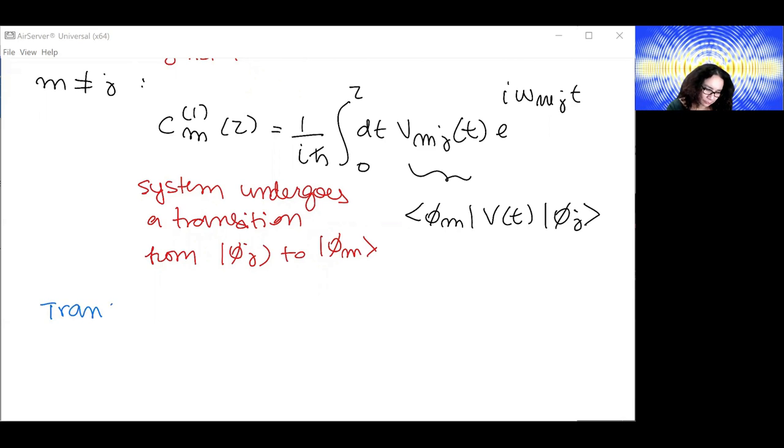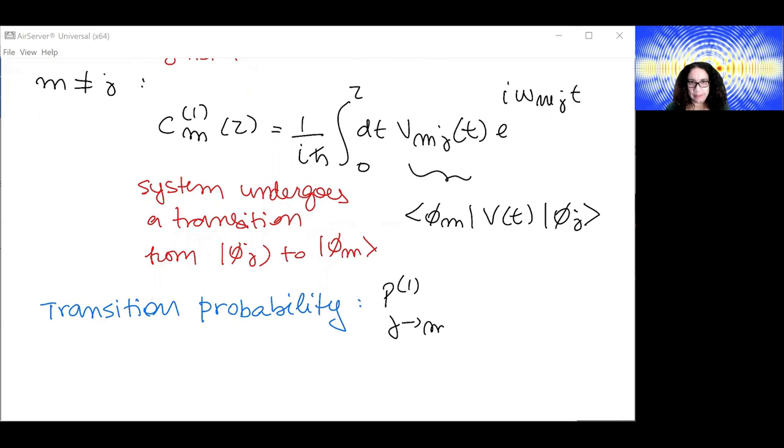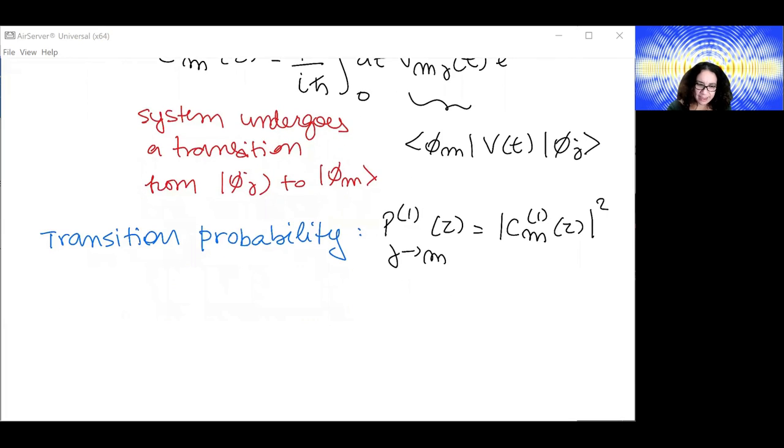So your transition probability will be P to first order from J to M, tau, the modulus square of C_M to the power 1, tau, like the modulus square of the transition amplitude, because this is a transition amplitude to first order perturbation theory, that the system goes from J to M. So the corresponding transition probability is the modulus square of that.